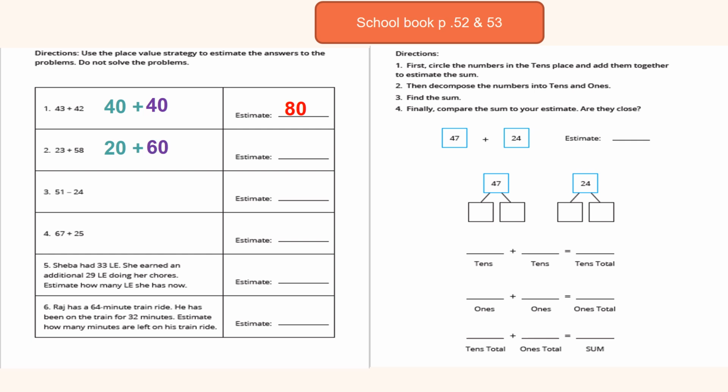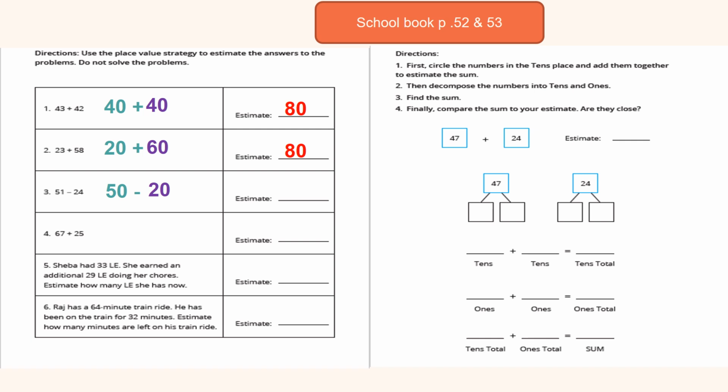Number 3, 51 minus 24. 51, between what and what? Between 50 and 60. Ones is 1, less than 5. So 51, it will be 50. 24, between what and what? Between 20 and 30. Ones is 4, less than 5. So 24, it will be 20. 50 minus 20, 30.